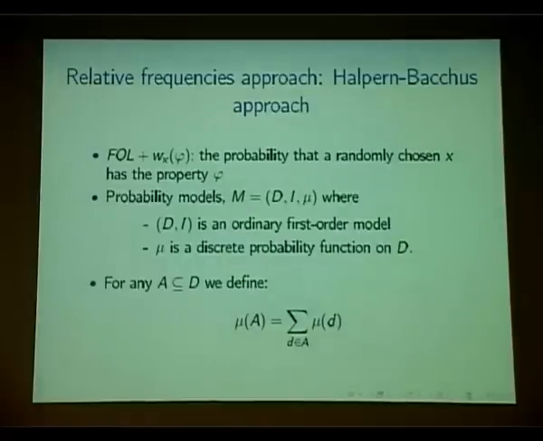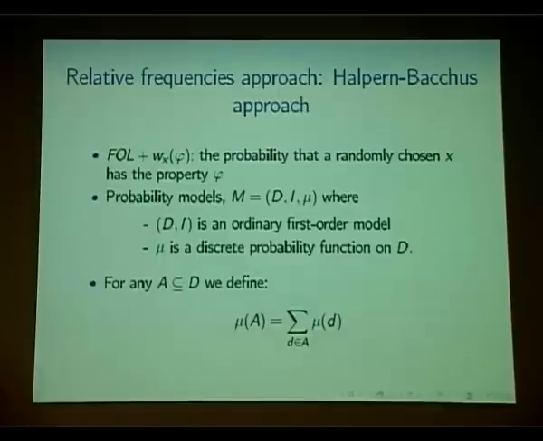So there are two different formal approaches that have been developed to deal with this kind of interpretation of probabilities. One of them is that you take a probability distribution of the individuals in the universe. So you add to the syntax of first order logic a new term, W with subindex x, and it applies to phi. Phi is a sentence of first order logic. So the intended interpretation of that term is the probability that a randomly chosen x has a property phi.